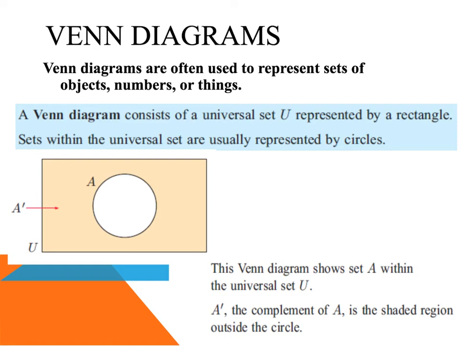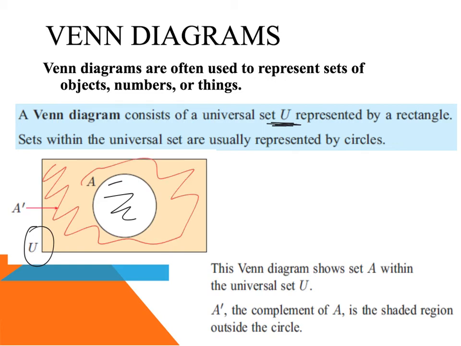All right, we're going to fly through these Venn diagrams pretty quickly. A Venn diagram consists of a universal set represented by our rectangle. So whatever U is, our rectangle. And then we have a set A here. And all of this on the outside is the complement of A, or everything that's not in A.